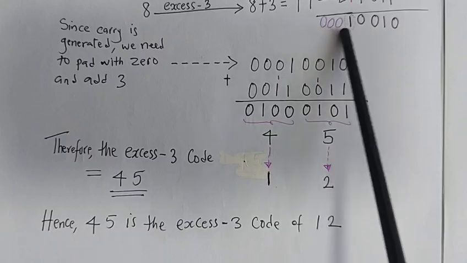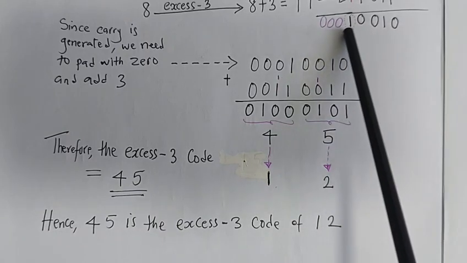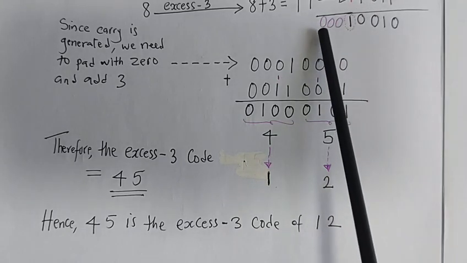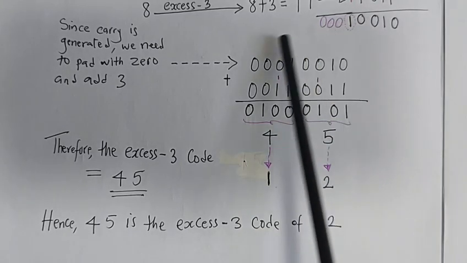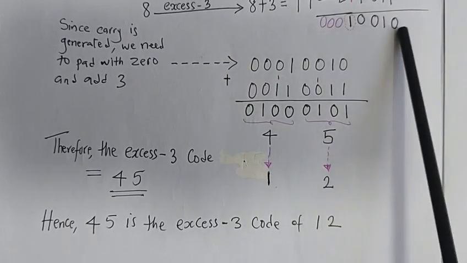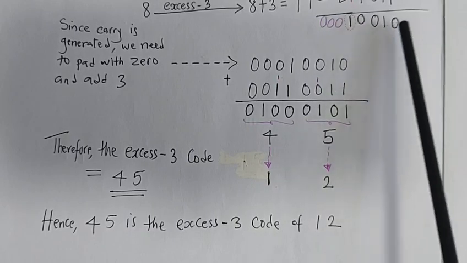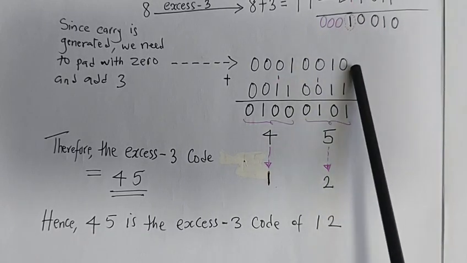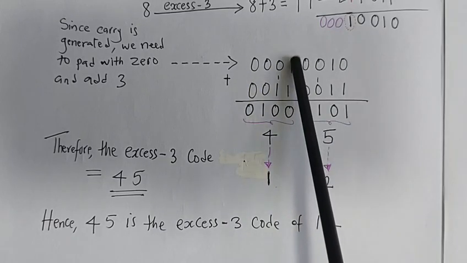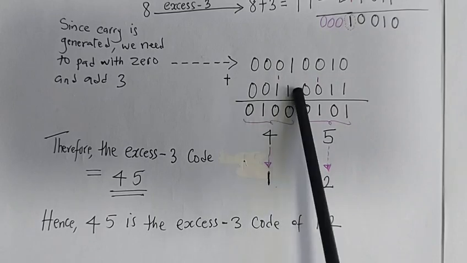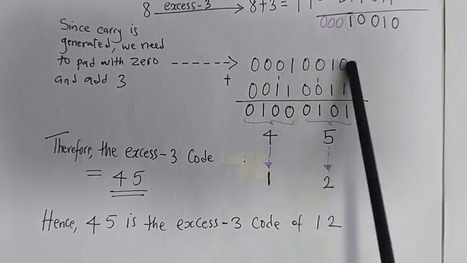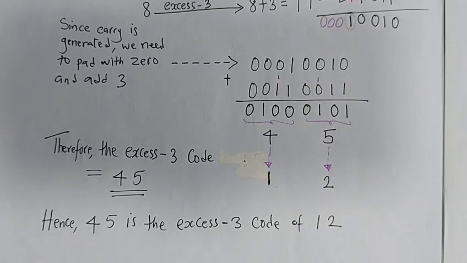Alright, so since we have the result and we have grouped all these bits into their various groups, we're going to represent this. 0001. This is it. We have 0001, and then this other group we have 0010. So since carry was generated in the previous operation, we need to add 3 to each group. We add 3 to this group. Now let's carry out the operation.